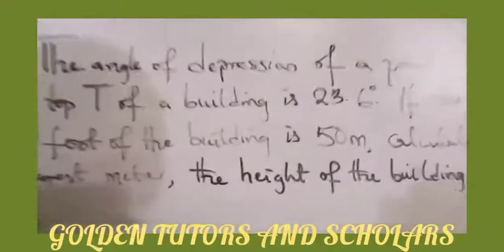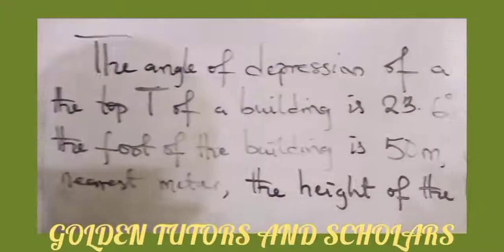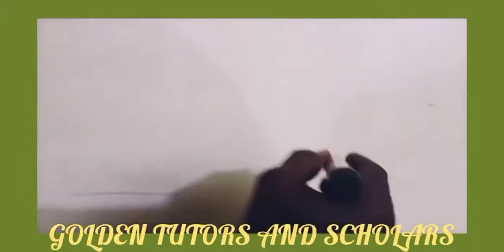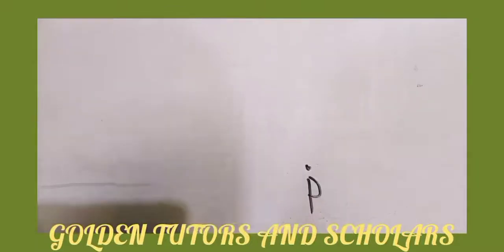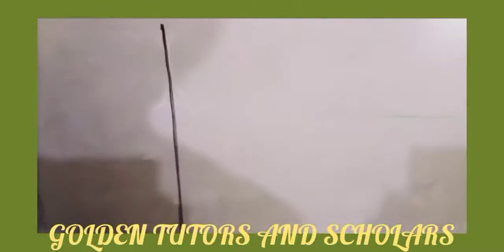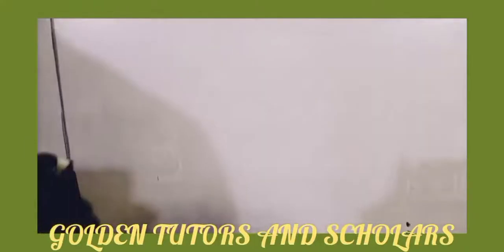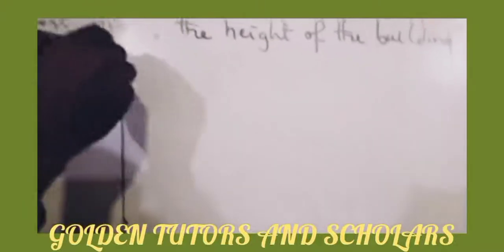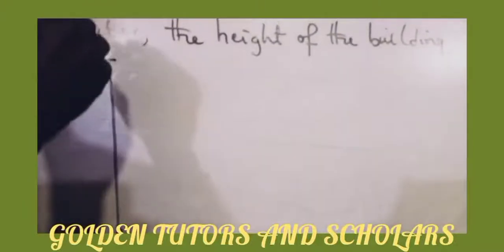We are told that the angle of depression of a point P on the ground. P is on the ground here. Let's call this point P. Now, the building is here. This is the building, okay? And then there's a distance between this building and the ground. This is the top of the building. All right? The top of the building is the top T.